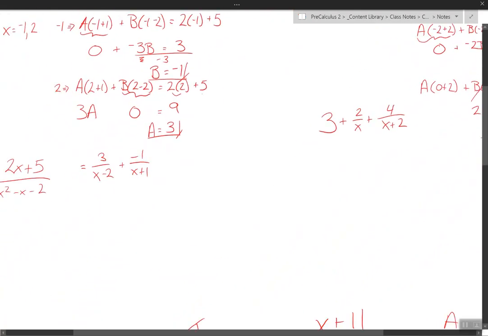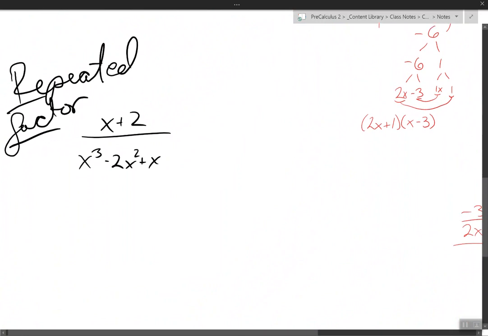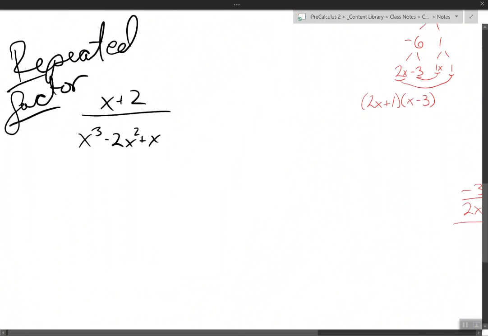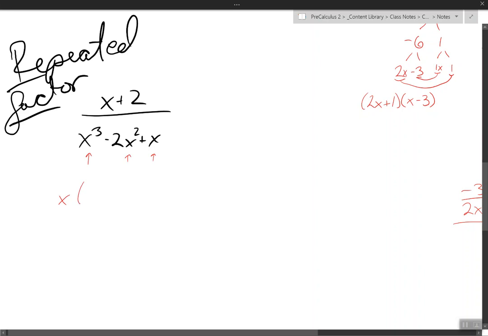So we've got one final example down here. This is the repeated factor. So if we look at this denominator, again, slightly different. This time we've got x cubed, and our other 2 pieces both have x. So we actually need to start by factoring out what's common to all 3 pieces. Again, all 3 pieces have x, so we start by factoring out an x. I get left with x squared minus 2x plus 1.